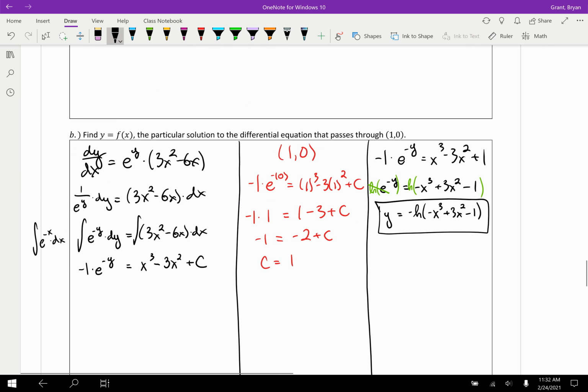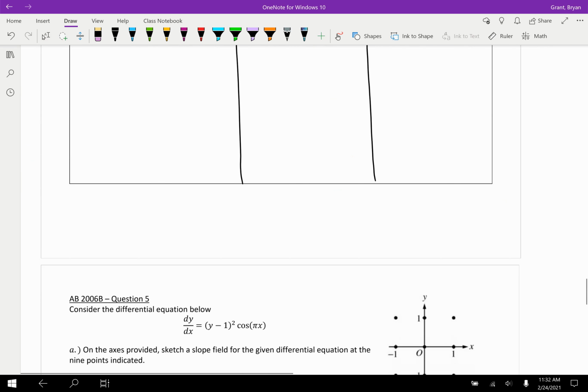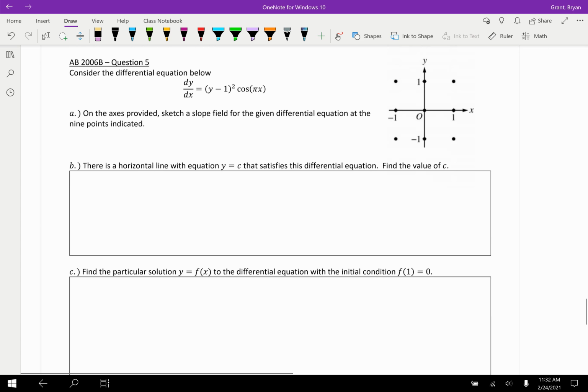Okay. Could you check that answer? Well, certainly. Take the derivative of everything there and then see if you can manipulate to get back here. A little bit of work, but it is doable. All right. Last one, I think.